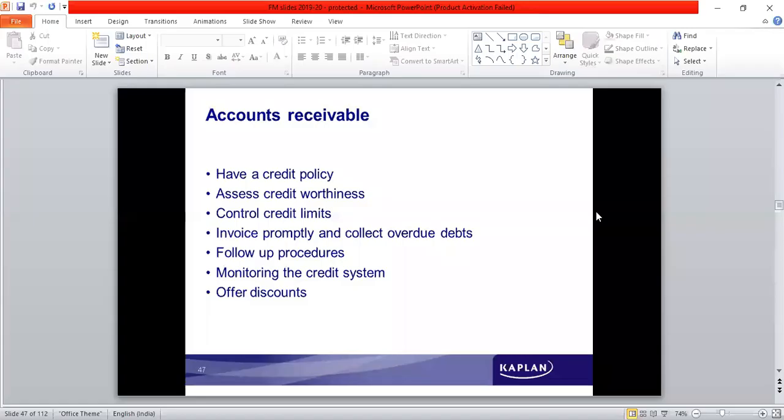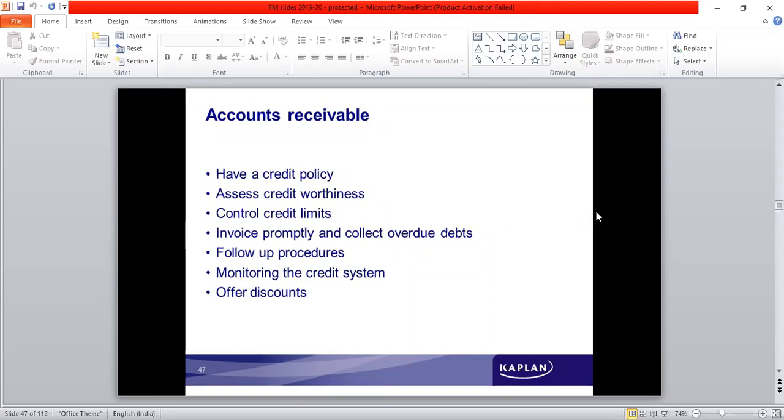The creditworthiness of the customers is assessed, the credit limits are extended, then the invoices are prepared, and by presenting the invoices, the amounts due from the customers are collected over the due dates. Then follow-up procedures remind them to pay, and whatever is needed is taken up, monitoring the credit system, and then sometimes getting the cash amount from the customers. They do this promptly so that they can minimize their cost of capital.